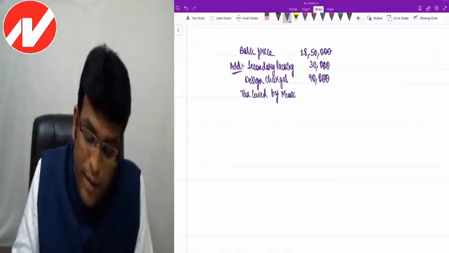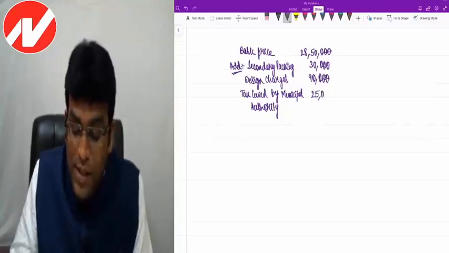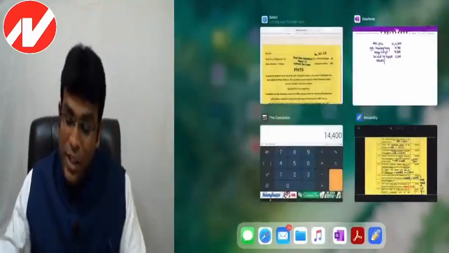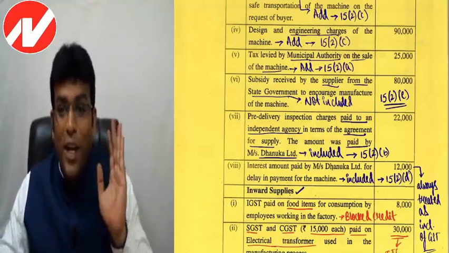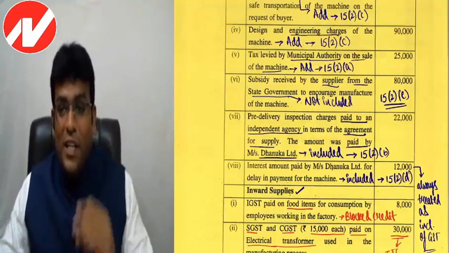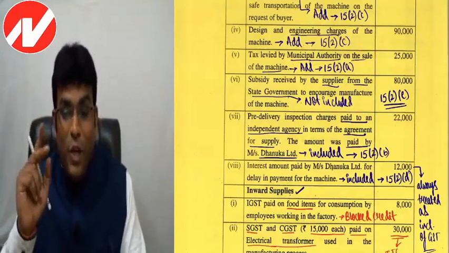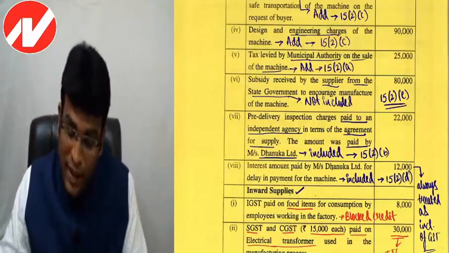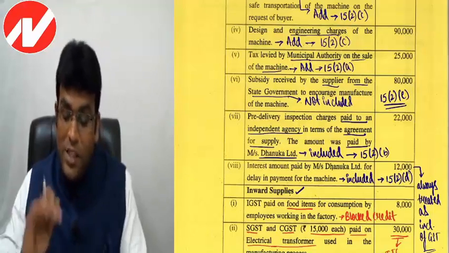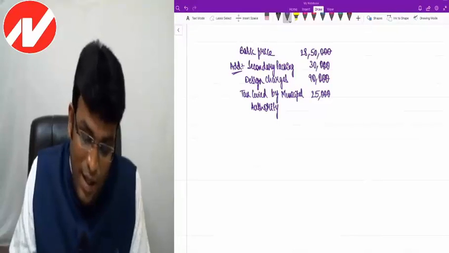Tax levied by municipal authority. What is that figure, my dear friends? 25,000. The next: subsidy received from state government, that will not be included. Then pre-delivery inspection charges will be included, that is 22,000. Interest amount also will be included, but we'll gross up the figures and then calculate. Pre-delivery inspection charges 22,000, interest amount 12,000. Clear?